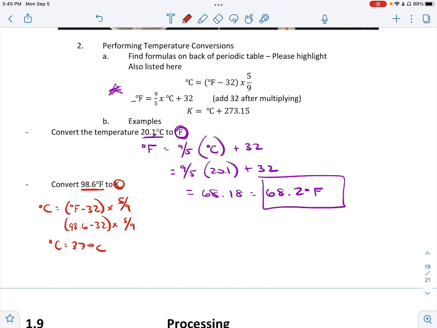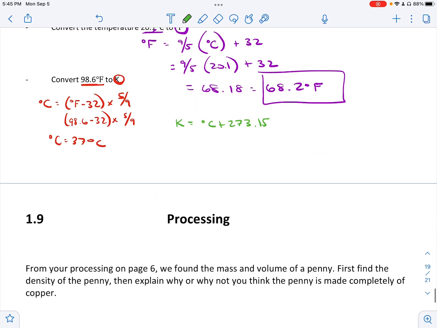So now we have Celsius, but we need to get to Kelvin. And our second part of this is Kelvin is equal to degree C plus 273.15. So we're going to just plug in this 37 right there for the degree C. 37 plus 273.15. And we're going to get our answer. We should get 310.15. And again, we had one decimal there in our first part, so we're going to keep one in our answer. So we say 310.2 Kelvin.